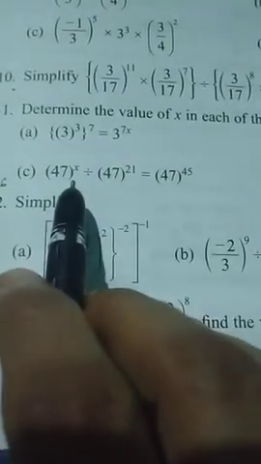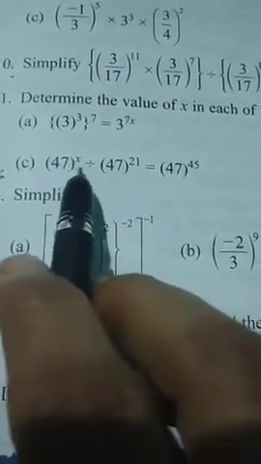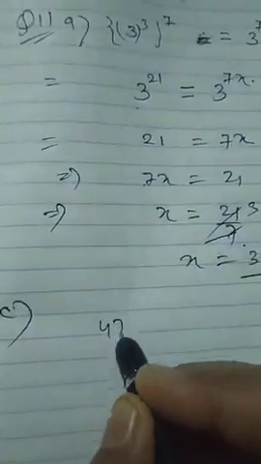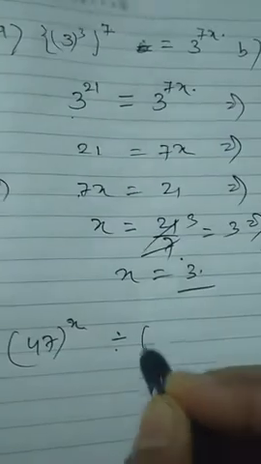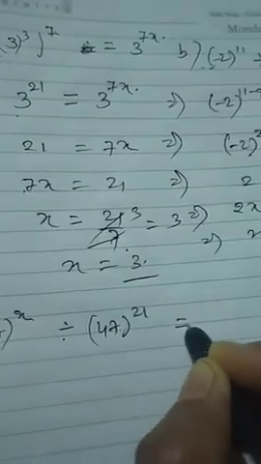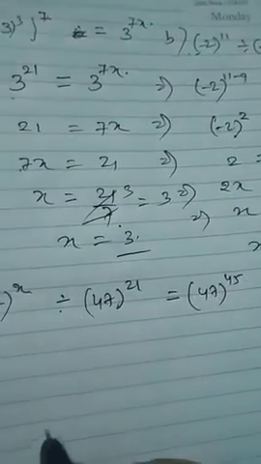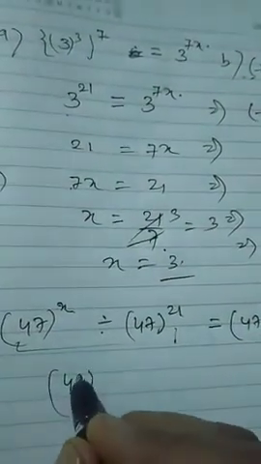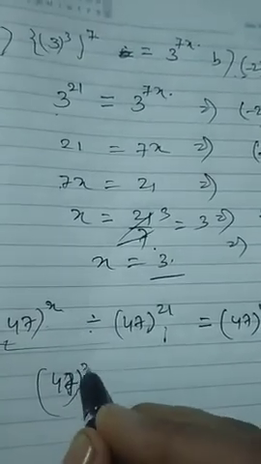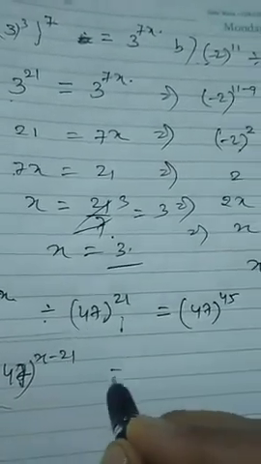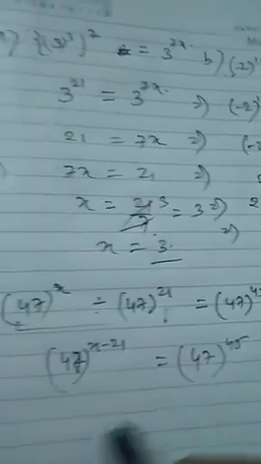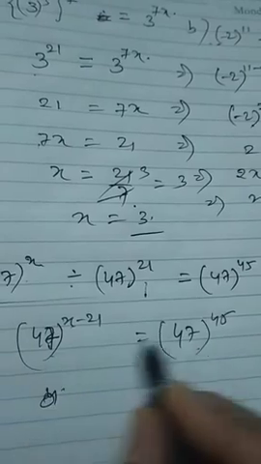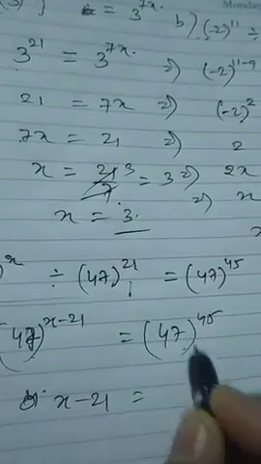C number is also simple. I think I should leave it for you. 47 to the power x divided by 47 to the power 21 is equal to 47 to the power 45. So you know the base is the same and we are dividing, so we will subtract the powers. x minus 21 is equal to 45. Now 47 here, also 47, so we can equate the powers because the bases are the same.